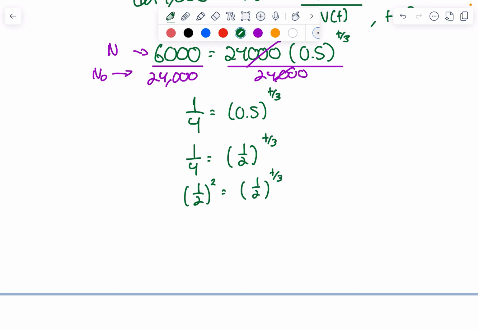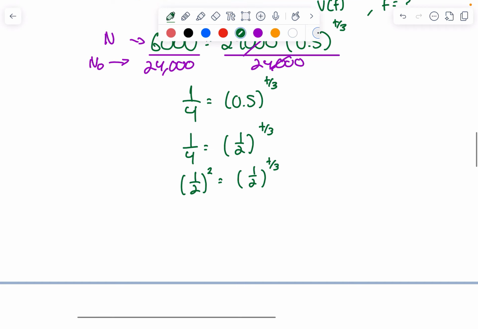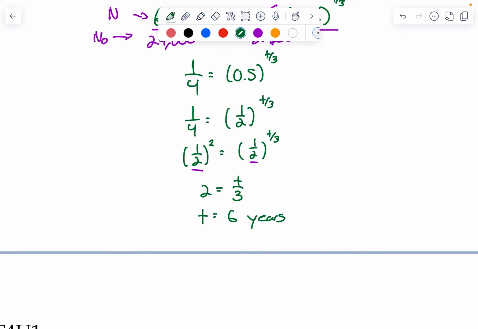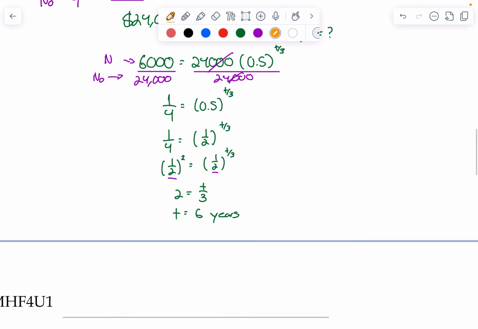So you don't always have to use logarithms, okay? Sometimes there is a faster way to do it. And if that's the case, now I have the same base. I'm just going to equate my exponents. So if 2 is equal to t over 3, then t is 6 years. So it takes 6 years for the minivan to be a quarter of its value.